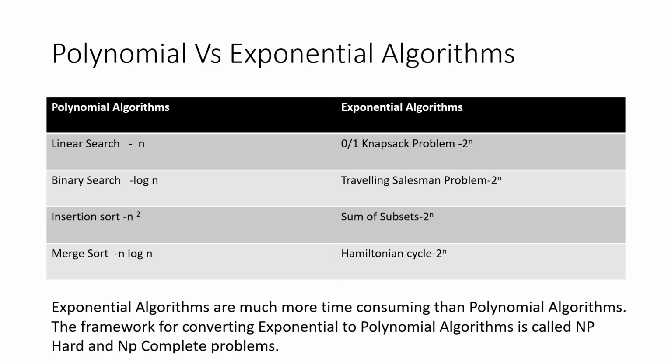So the inference from this time complexity is obviously that our exponential algorithms are much more time consuming when compared to our polynomial algorithms. And as I told in the previous slide, the framework for converting our exponential algorithms to polynomial algorithms is called NP hard and NP complete problems. And we'll see each and everything in detail in further slides.